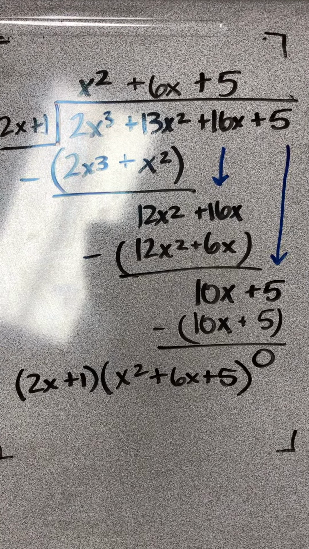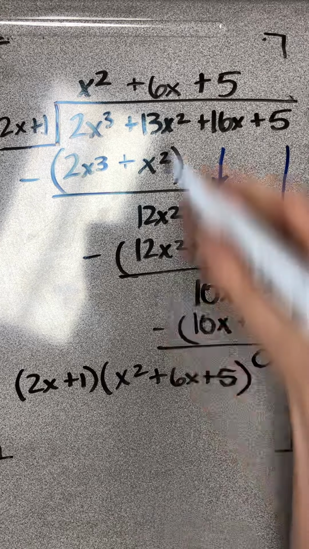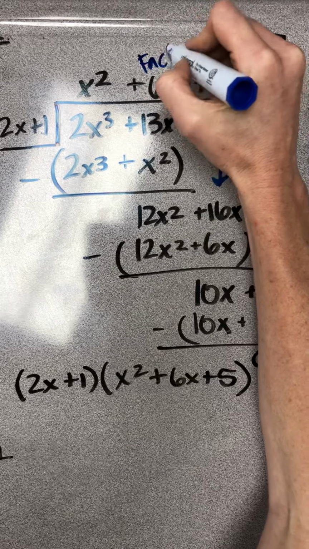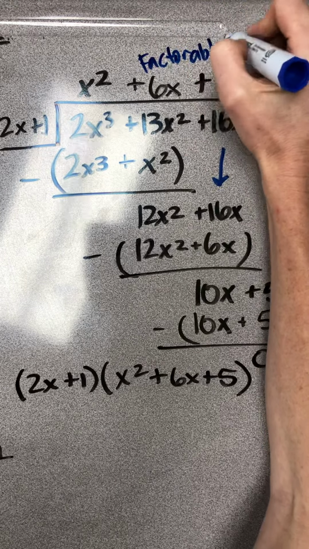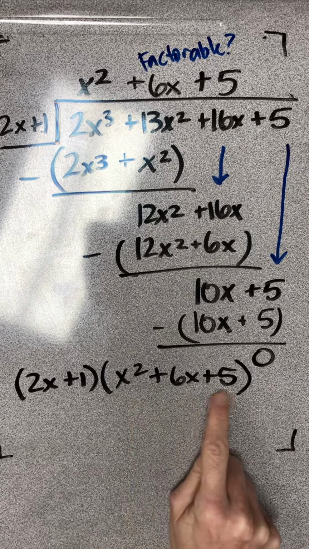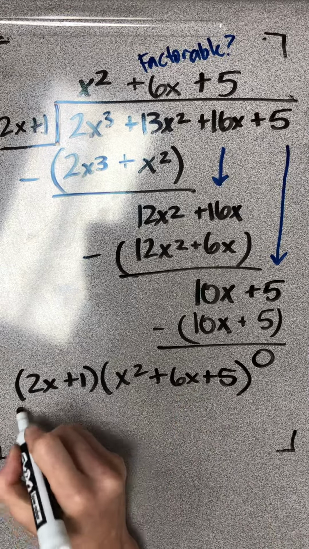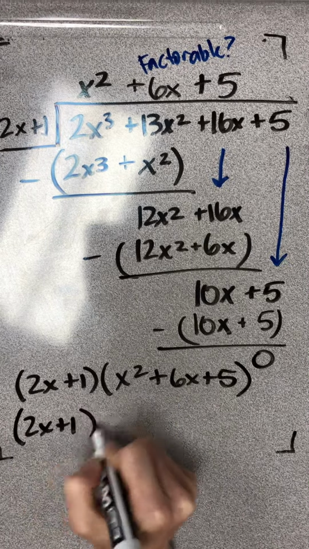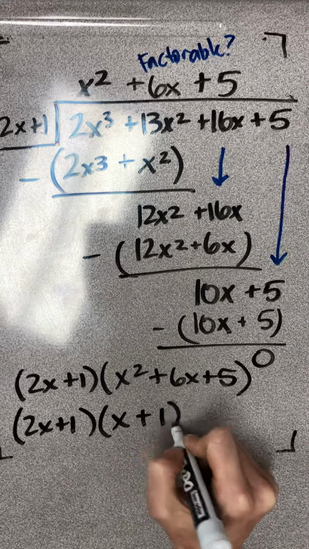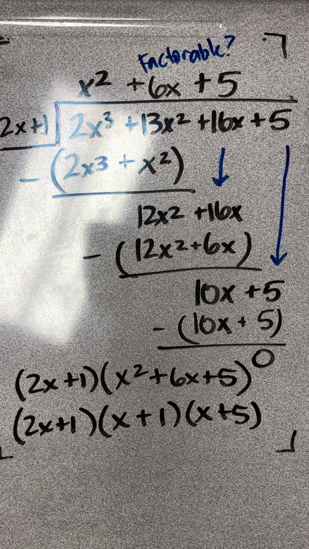And I just ask myself, once I've done this much, is this piece factorable? Because if it is factorable, then I could keep going. And I ask, are there any factors of 5 that would add to make a 6? Yes. X plus 1 times x plus 5. And so that is my fully factored form.